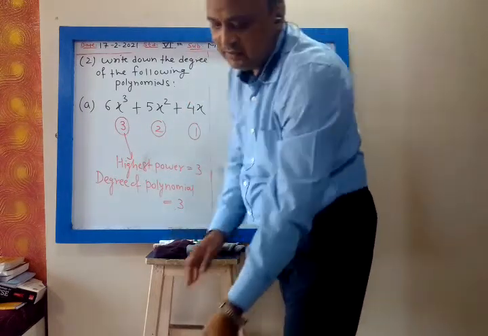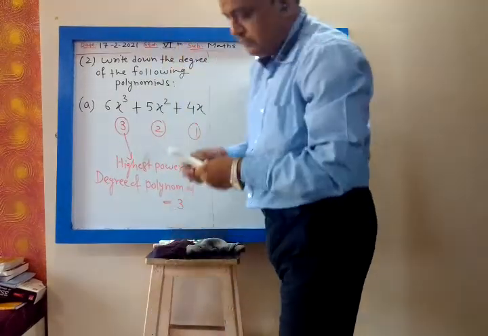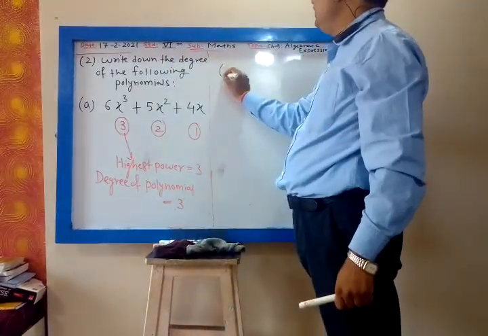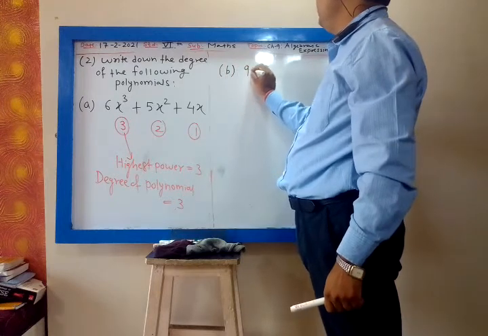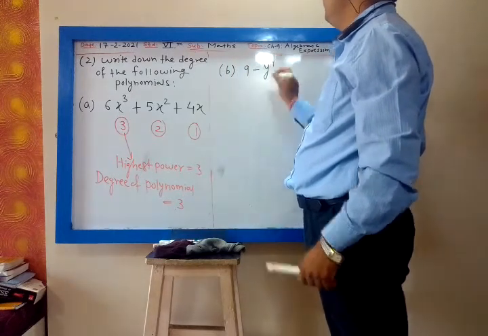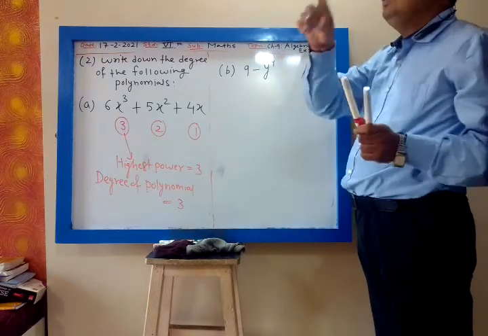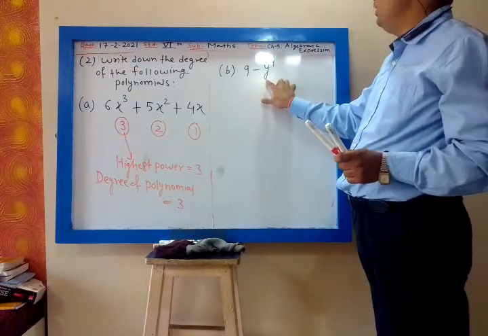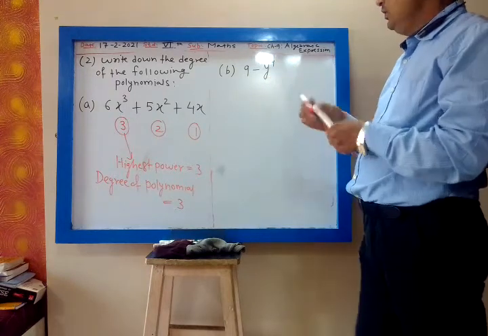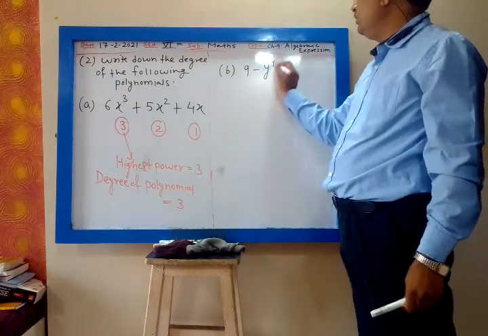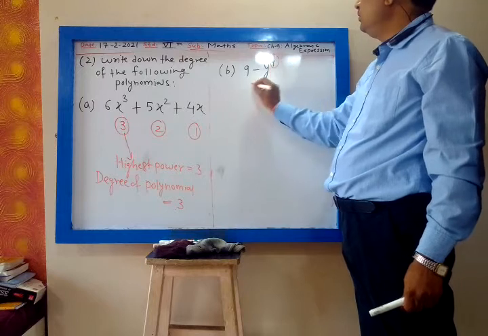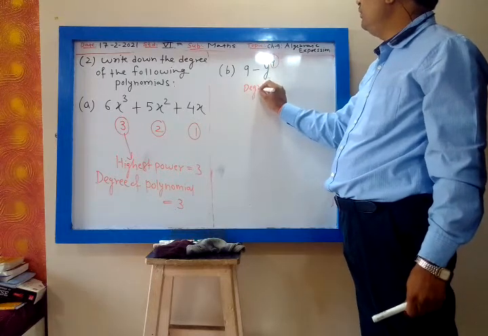Right, second one. B: 9 minus y raised to 4. Which is the variable? Y. What is the power of y? 4. So 4 is the power, no? So the degree is 4.